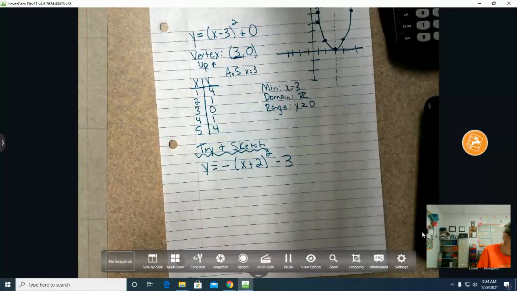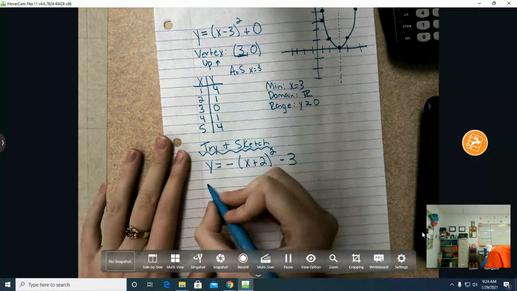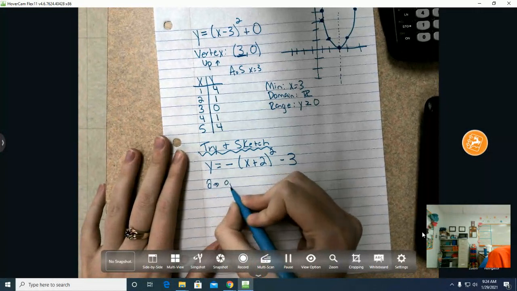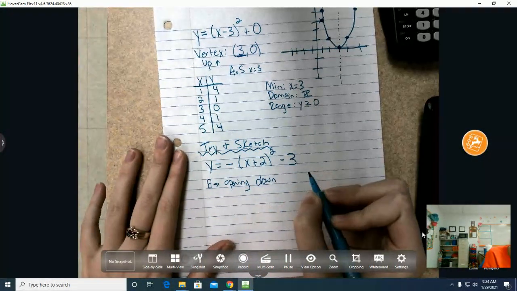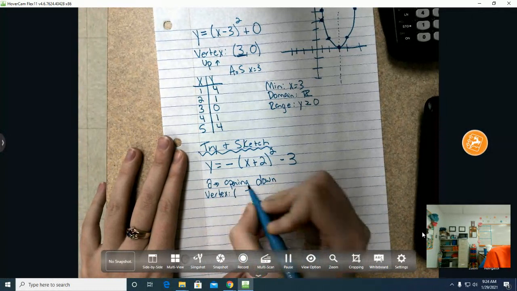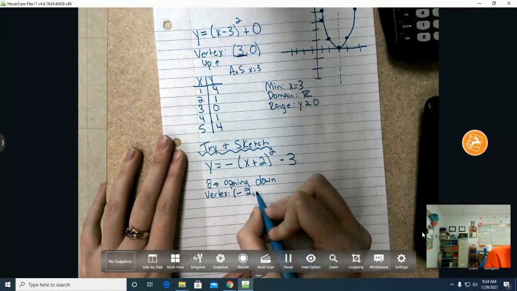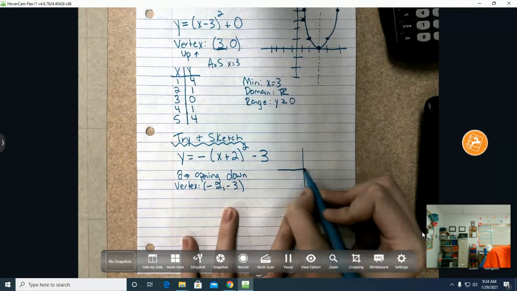Okay, so the first thing you're going to do if you just want to sketch is note your a value. My a tells me this is going to be opening down. And then I'm going to need my vertex. So remember, it's the opposite for your h, so it's going to be negative 2, and it's the same for your k. So I'm going to make a quick little sketch right here.